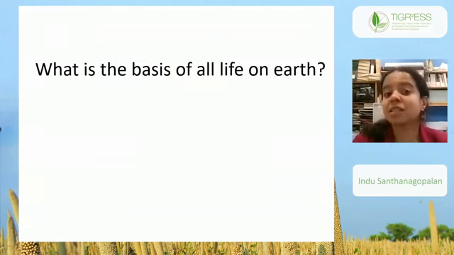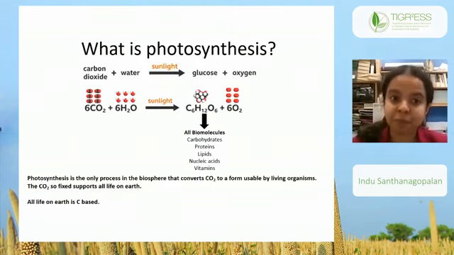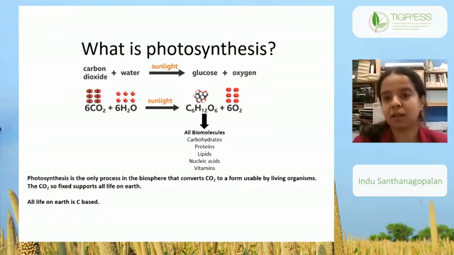So what is the basis of all life on Earth? And the answer to that question is photosynthesis. And what is photosynthesis? It is the process through which inorganic carbon in the form of carbon dioxide is utilized by photosynthetic organisms, and they convert carbon dioxide to usable forms such as glucose.